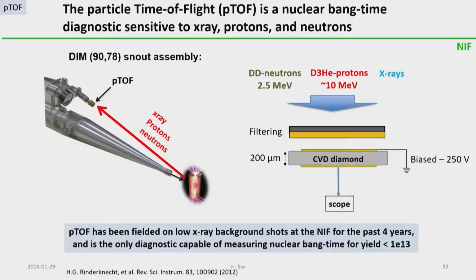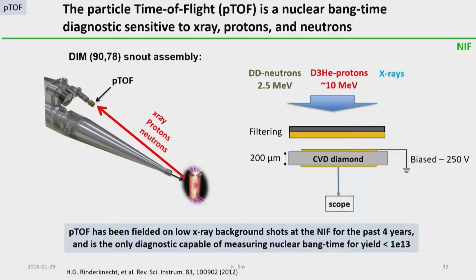Talking about pTOF a little bit first, the particle time of flight, which is the magPTOF without the magnet parts, is a nuclear bang time detector that's sensitive to X-rays, protons, and neutrons. This is a very simple detector. It's very small and it's just mounted on the 9078 diagnostic insertion manipulator. And what it is, is a CVD diamond that's biased at high voltage.